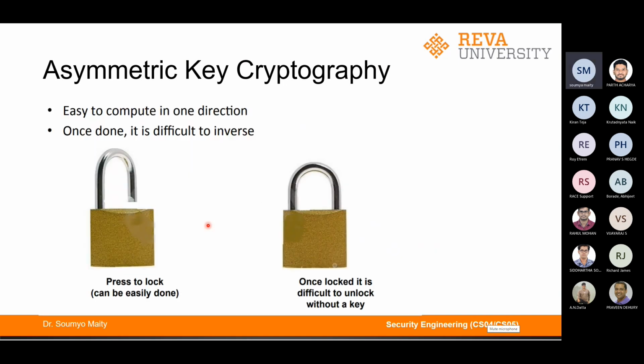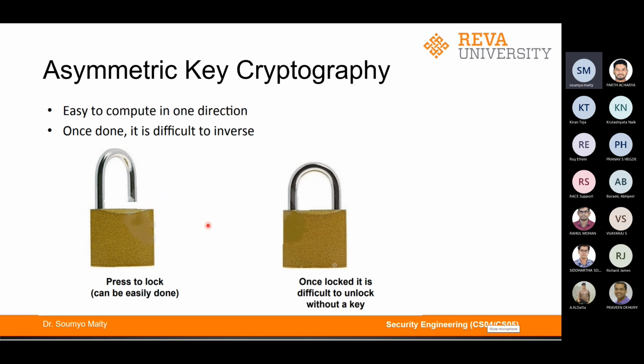So you remember this kind of lock? If you just press it, it can be locked, but if you want to unlock, you need a key. This idea came not only from mathematicians, it came from a very nice English novel. I forgot the name. Frankly, I have not read it. It's some 200 years back, and I'm not very familiar with the English of that time. It's very difficult, but I have the gist of the story.